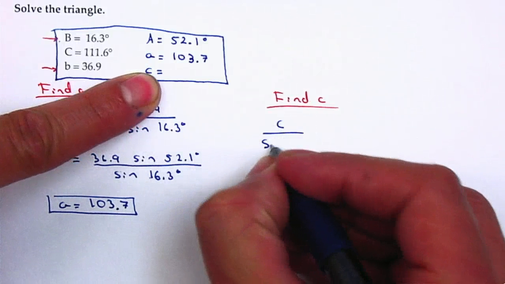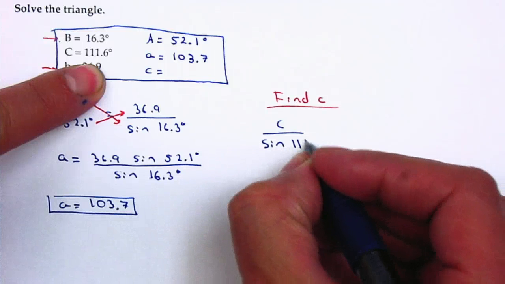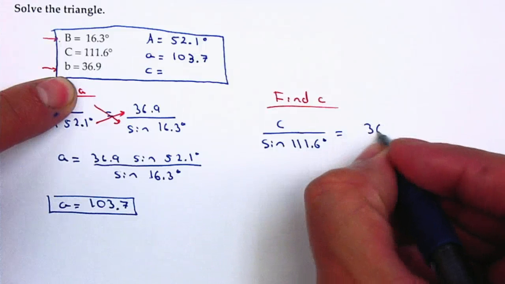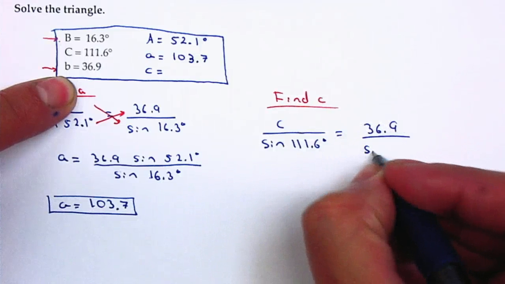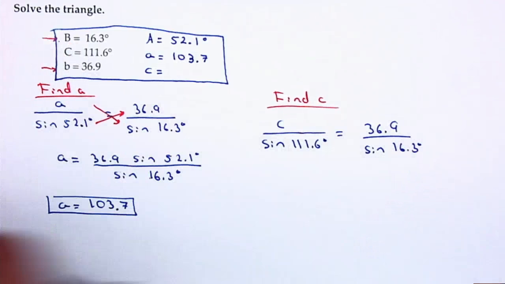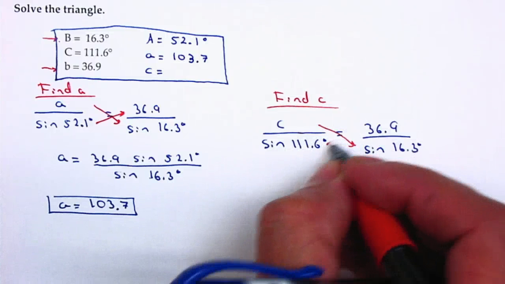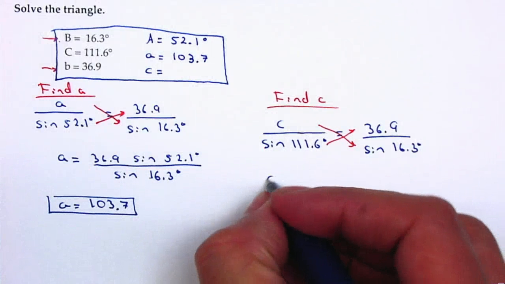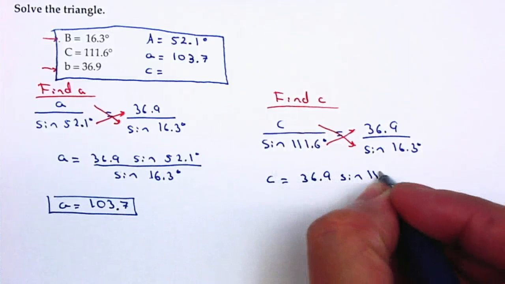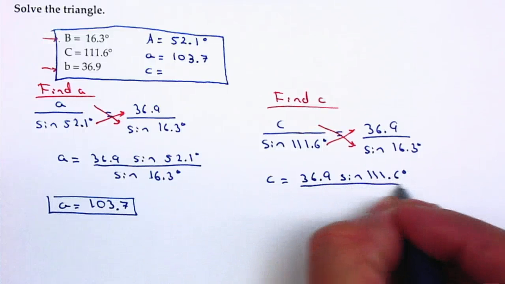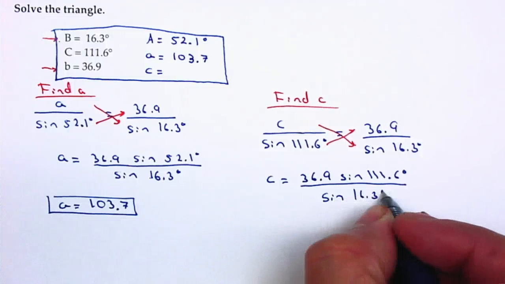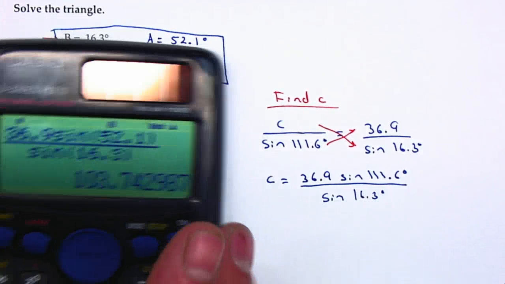C over the sine of C, which is 111.6 degrees, equal to B, 36.9 over the sine of B, which is 16.3 degrees. Now go ahead and cross multiply and solve for C. So therefore we have C is equal to 36.9 multiplied by the sine of 111.6 degrees, and I'm going to divide by the sine of 16.3 degrees.